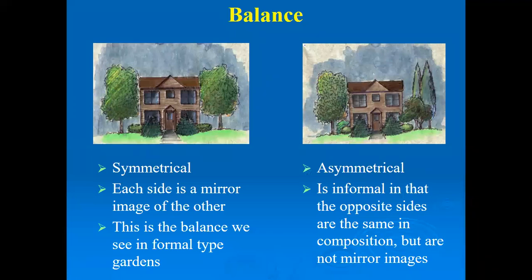Balance is a relationship between the elements in the landscape. It can be formal or informal. Formal balance means one side of the landscape is a mirror of the other side: symmetrical. Informal is asymmetrical. The numbers are relatively similar on both sides, but they're not a mirror of each other.